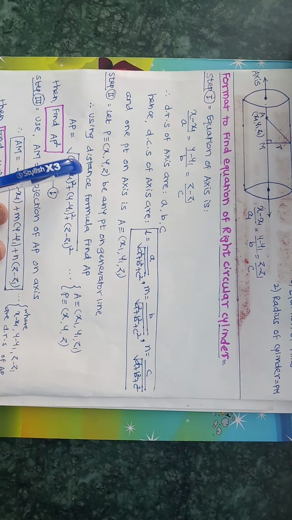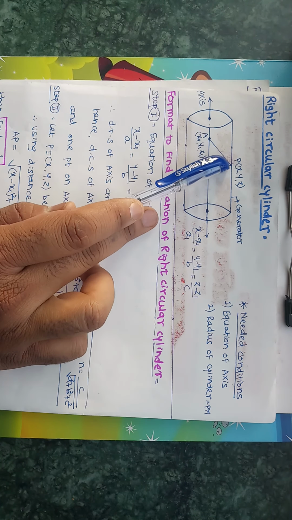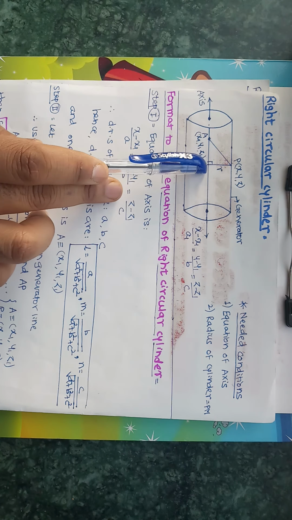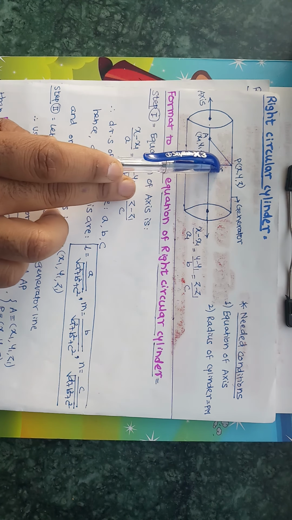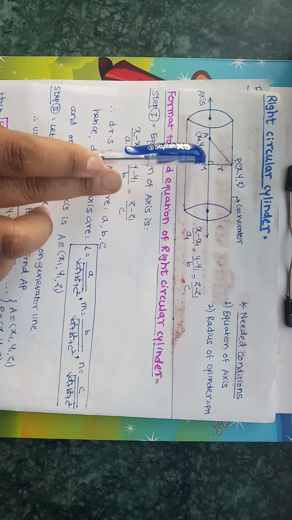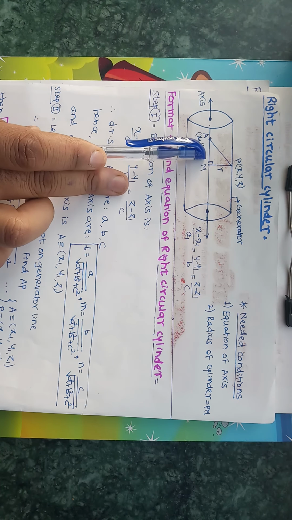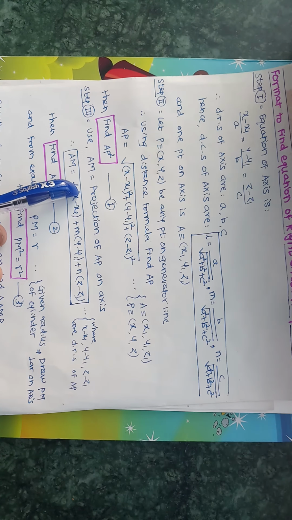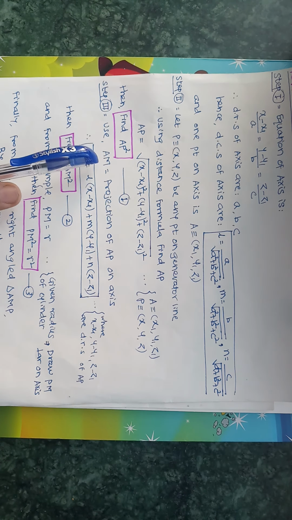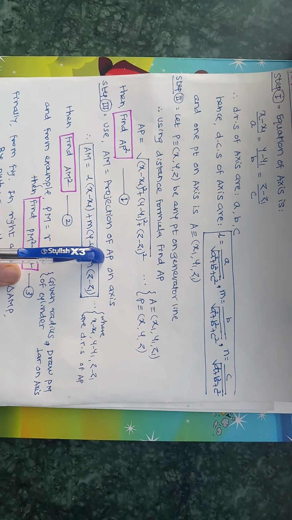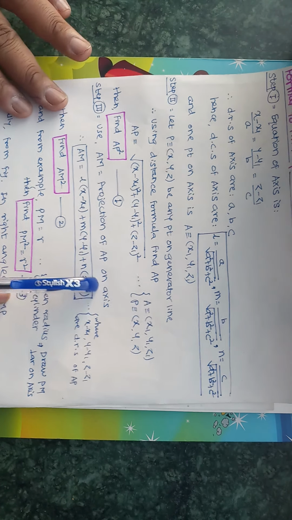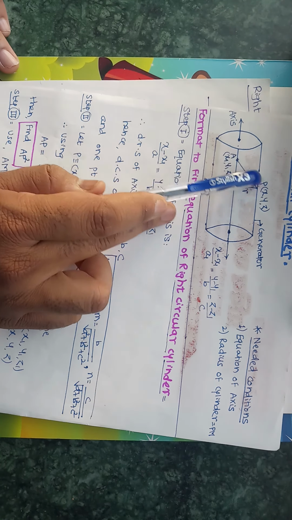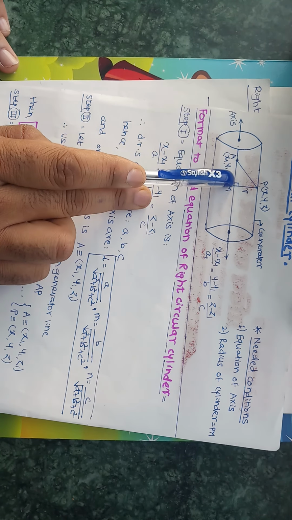Next, from the figure, AP is already found by using the distance formula. PM is already given in the problem as the radius of the right circular cylinder, right? Now it remains to find AM, that is the projection. So this is the formula to find the projection. AM is equal to the projection of AP on axis. Check in the figure. Projection of AP on axis means the shadow of AP on axis.